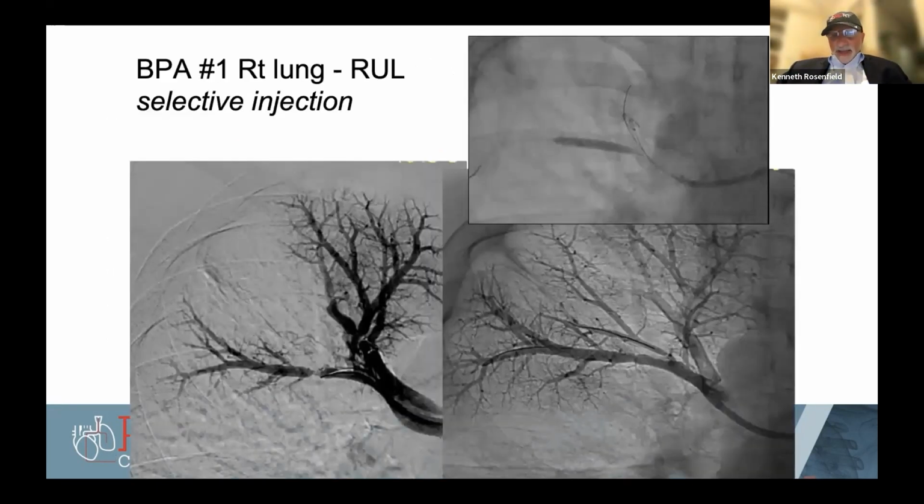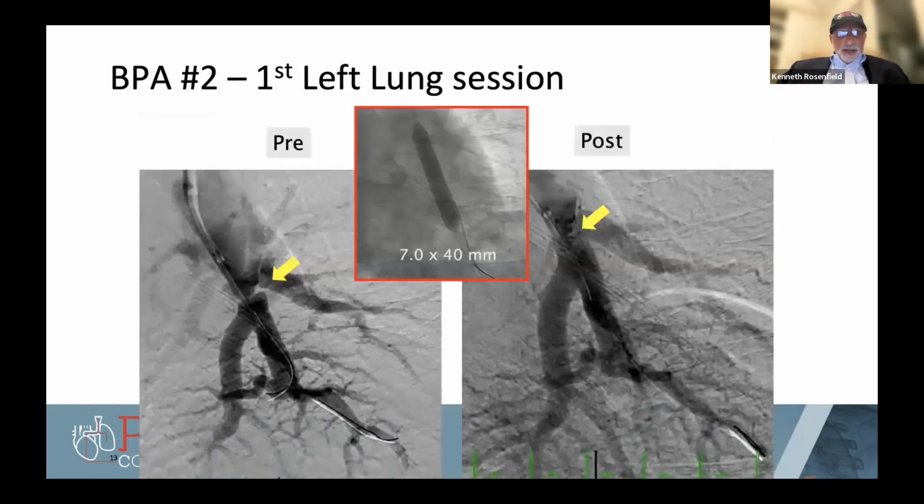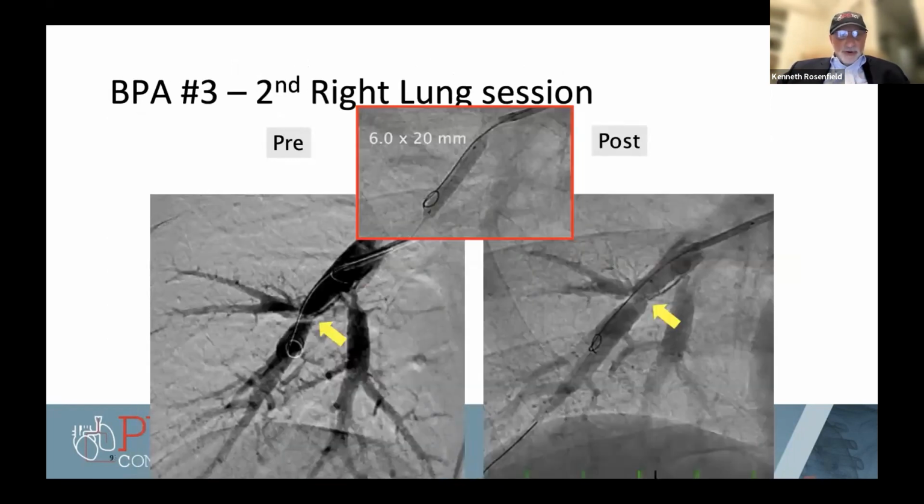And I think he had 7 treatments. Here's one of them here, the right upper lobe. Here's the left lower lobe on the second session, where we treated with a 7-millimeter balloon, quite large, in a main branch pulmonary artery. Here's the right lung, the second session. This is like A8, I think. Would you say, Vlad? Probably. And we treated that nicely.